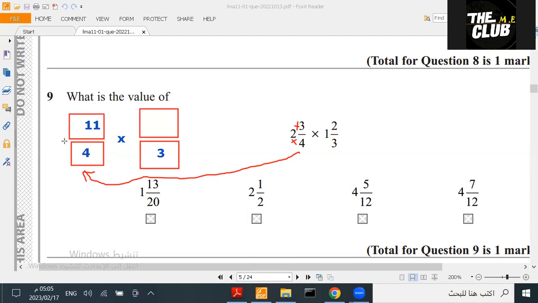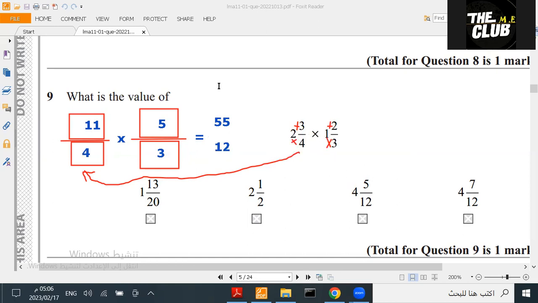Same idea with the second mixed number: multiply, then add, and keep the denominator the same. 3 times 1 is 3, plus 2 is 5, I'm sorry. So we get 5 over 3, the second fraction. Now I can multiply them by each other. 11 times 5 equals 55, and 4 times 3 is 12.